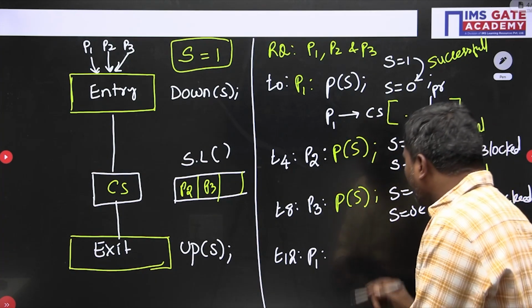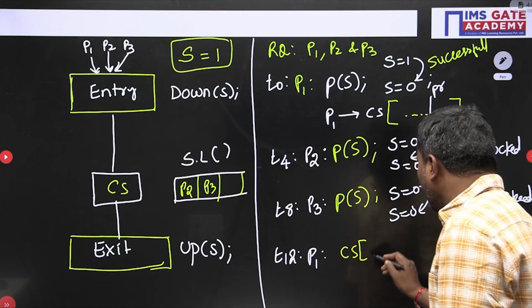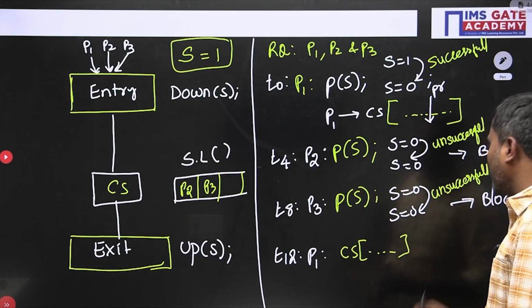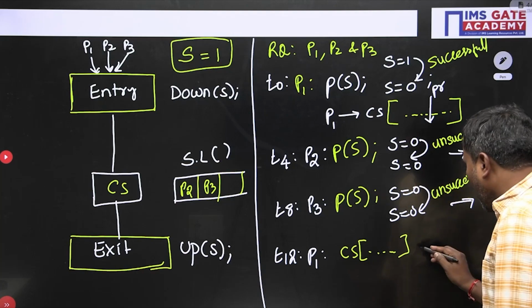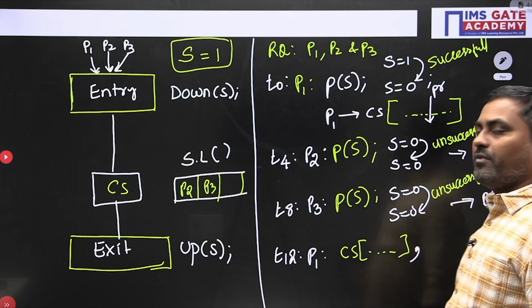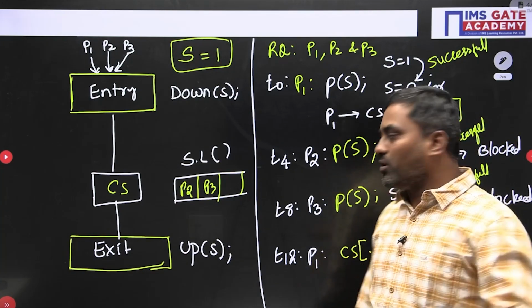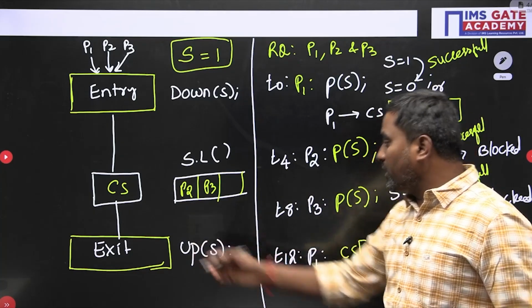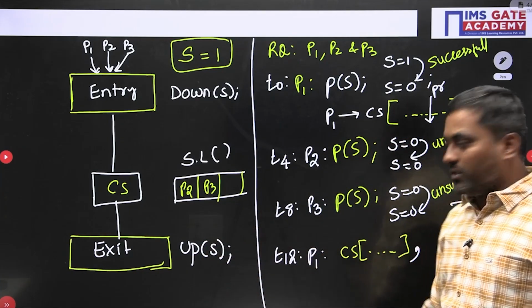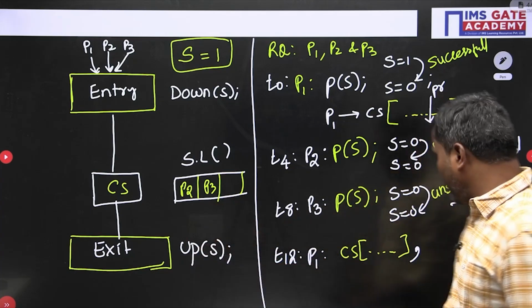So where is process P1? P1 was in the critical section. It was running some set of instructions, got preempted, right? So now it is completing the rest of the code. Process P1 completes the rest of the code of the critical section. Now it tries to leave. Exit means you should perform the up operation.